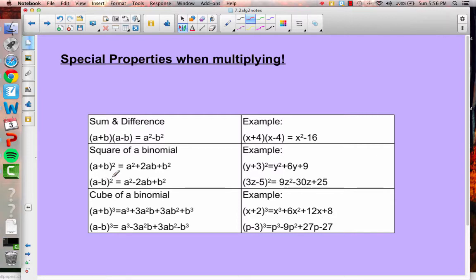And a times b times 2 goes in the middle, but with a negative sign. So I showed examples of those here. And then the last one is the cube of a binomial, which is a little bit more complicated. I just want you to see the pattern.